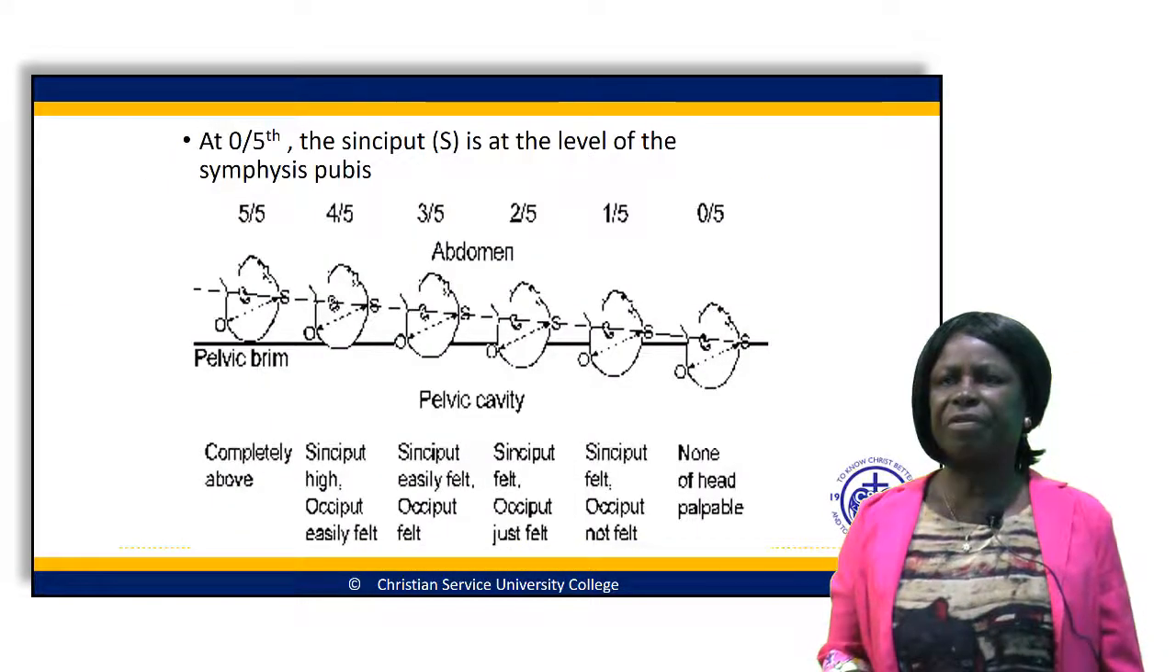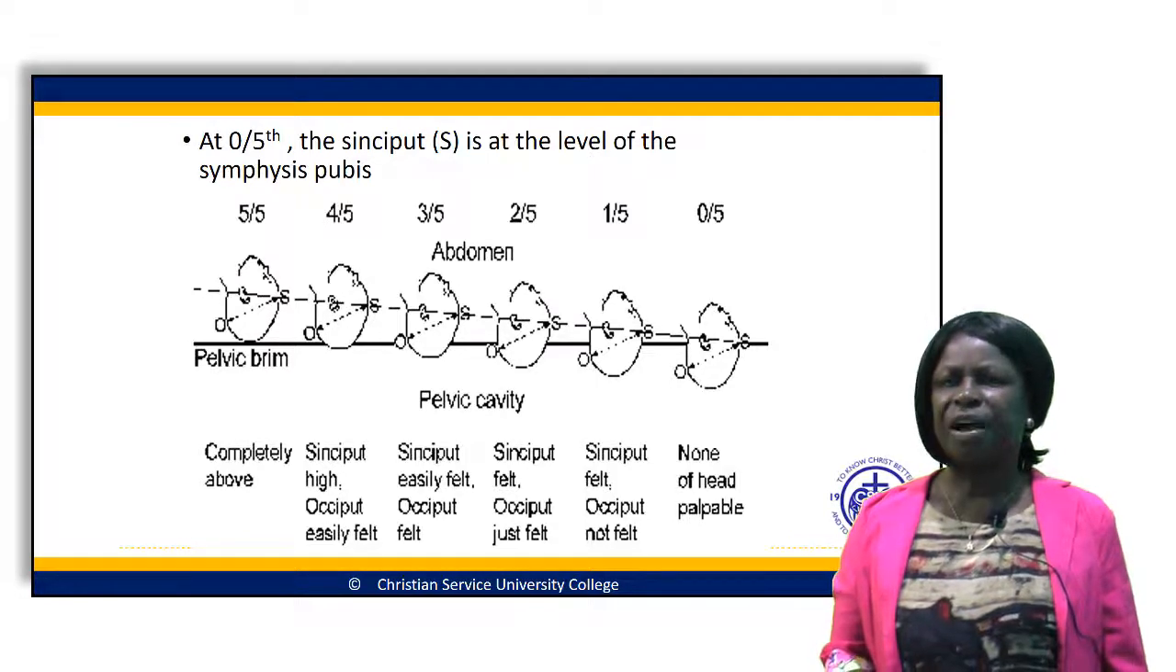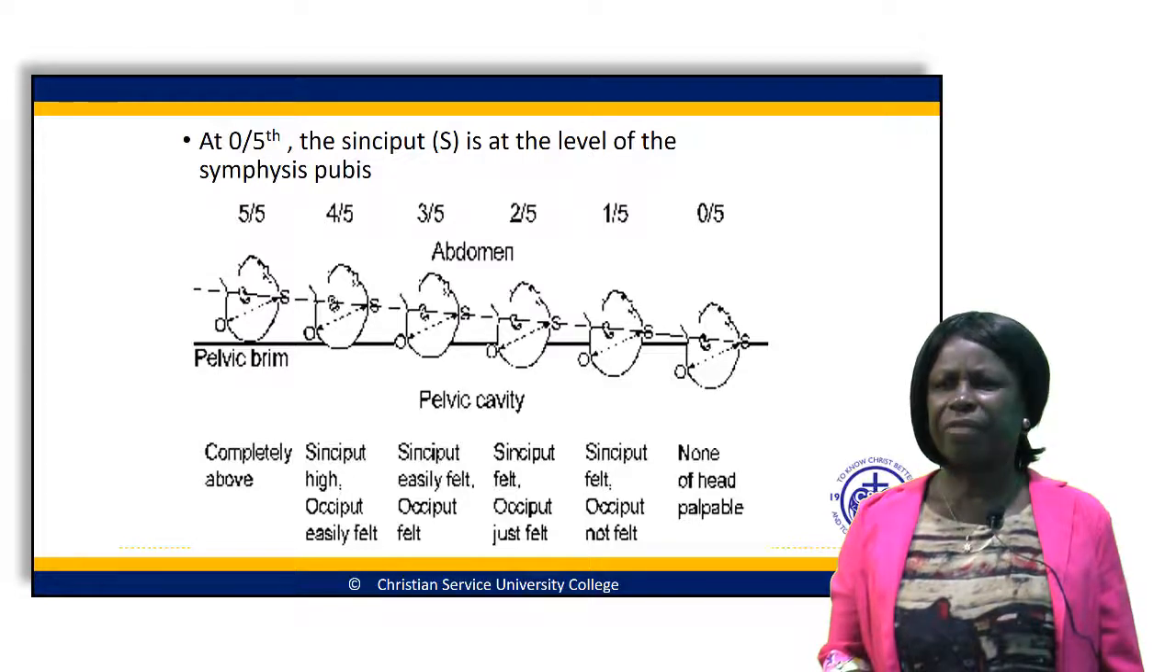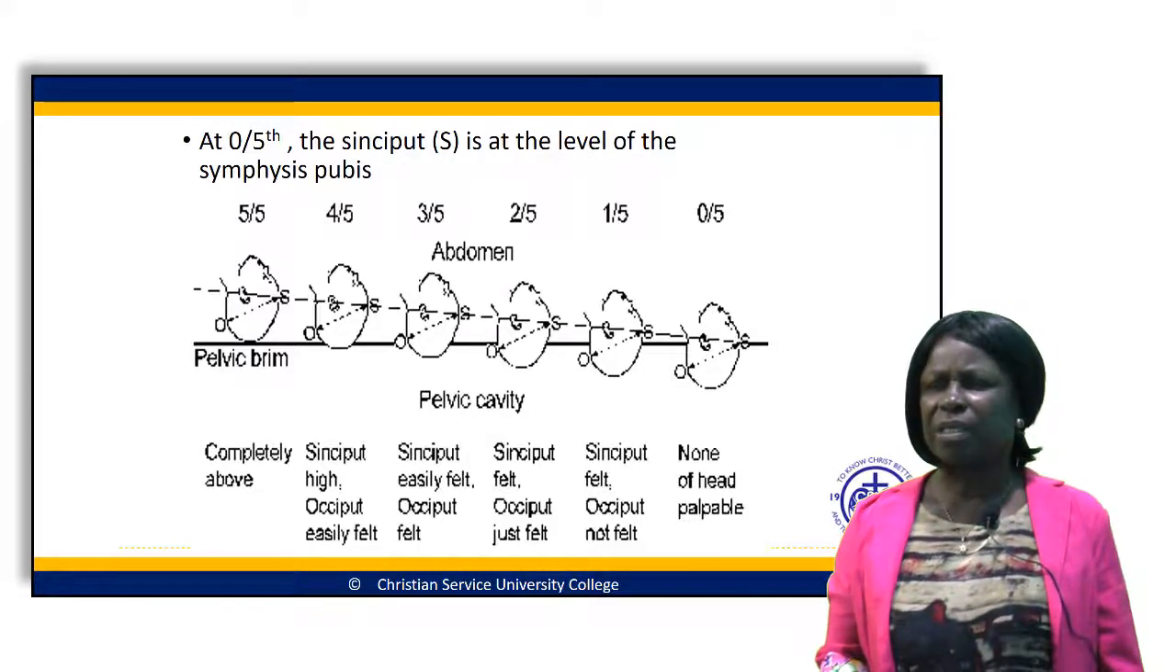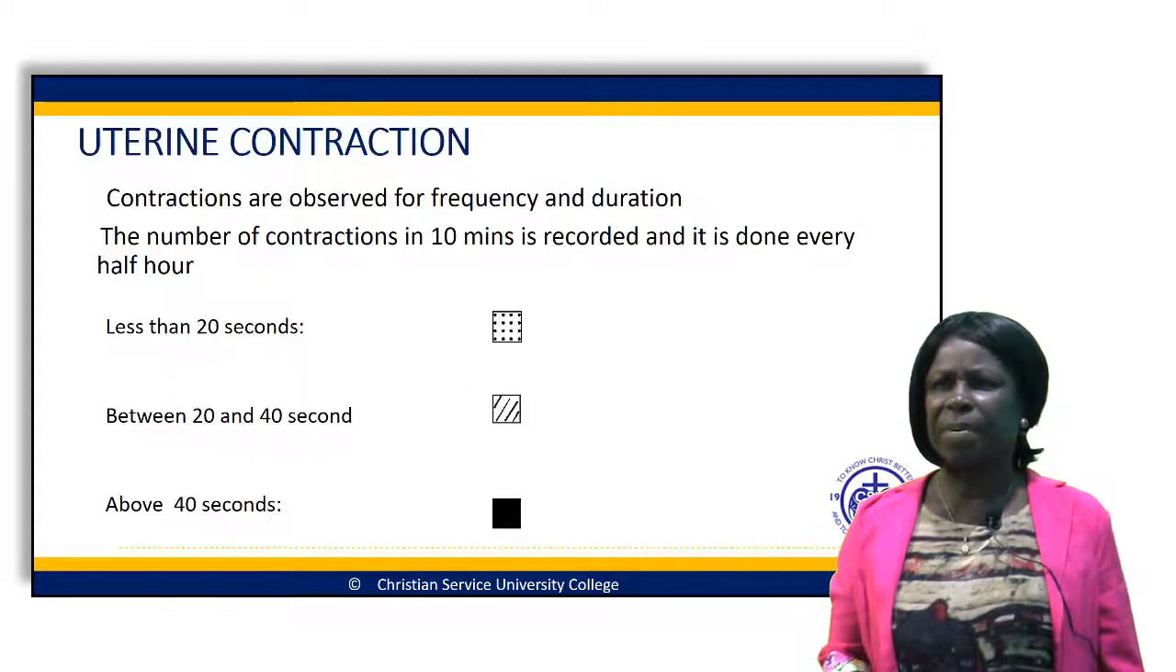At 0/5, the sinciput, that is S, is at the level of the symphysis pubis. 5/5, it means completely above the symphysis pubis. 4/5, sinciput high, occiput easily felt. 3/5, sinciput easily felt, occiput felt. 2/5, sinciput felt, occiput just felt. 1/5, sinciput felt, occiput not felt. 0/5, none of head palpable.